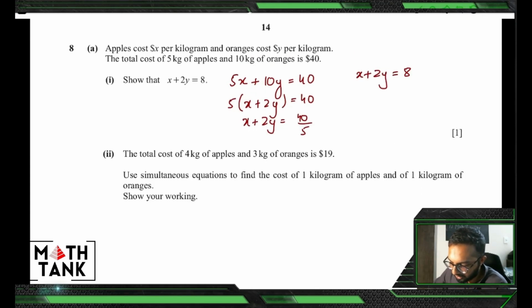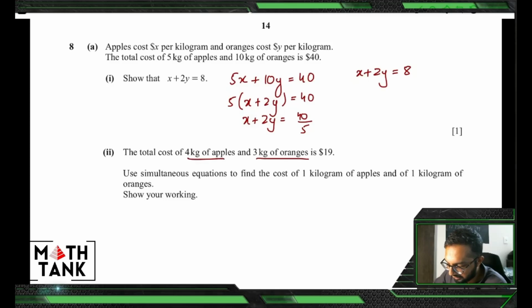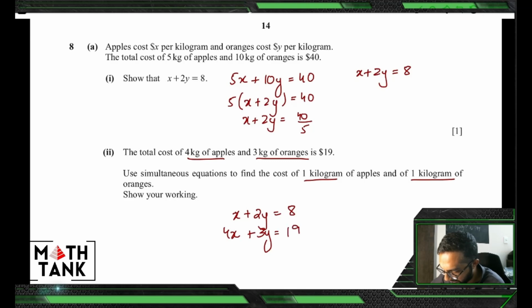Okay, the total cost of 4 kgs of apples and 3 kgs of oranges is $19. Use simultaneous equations to find the cost of 1 kilogram of apples and 1 kilogram of oranges, showing your working. x plus 2y equals 8. Then the other equation would be 4x plus 3y equals 19.